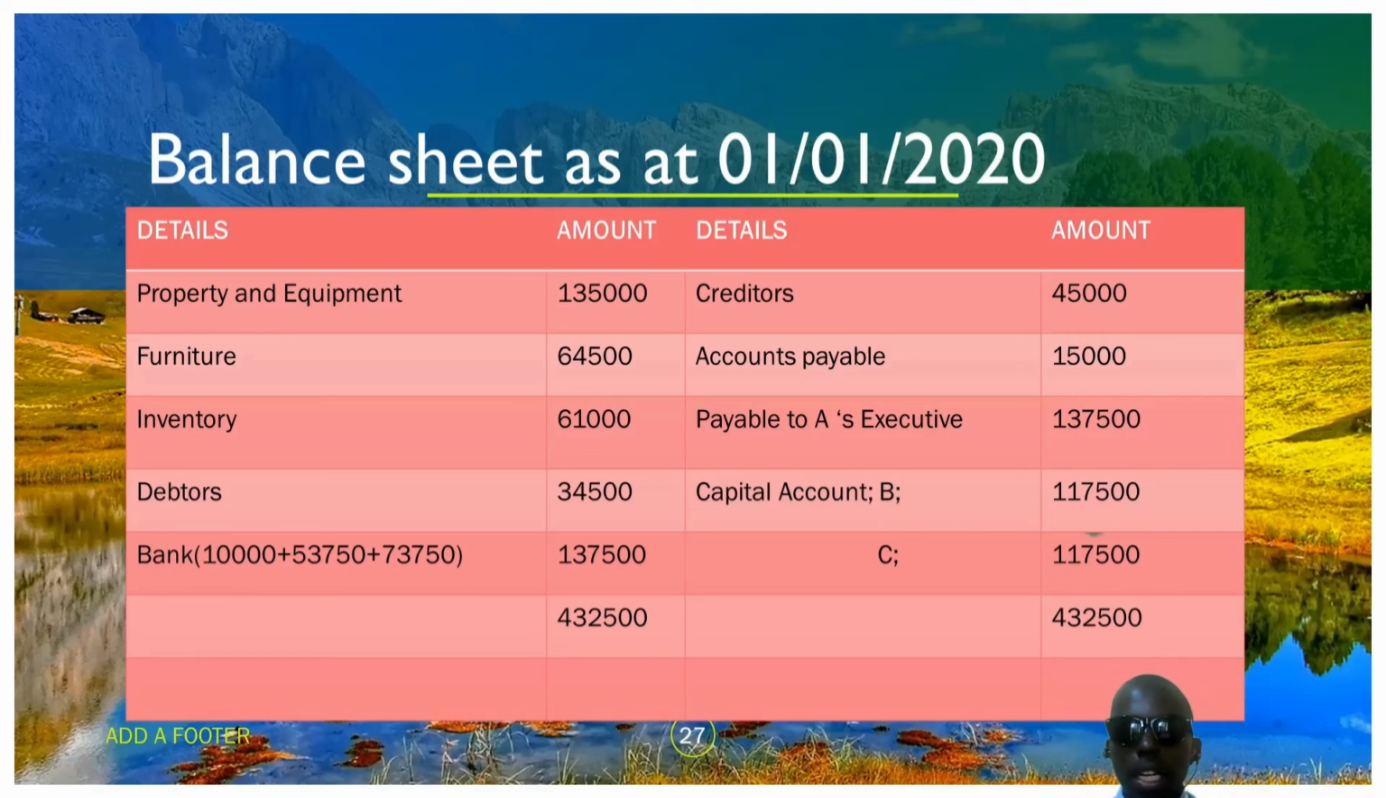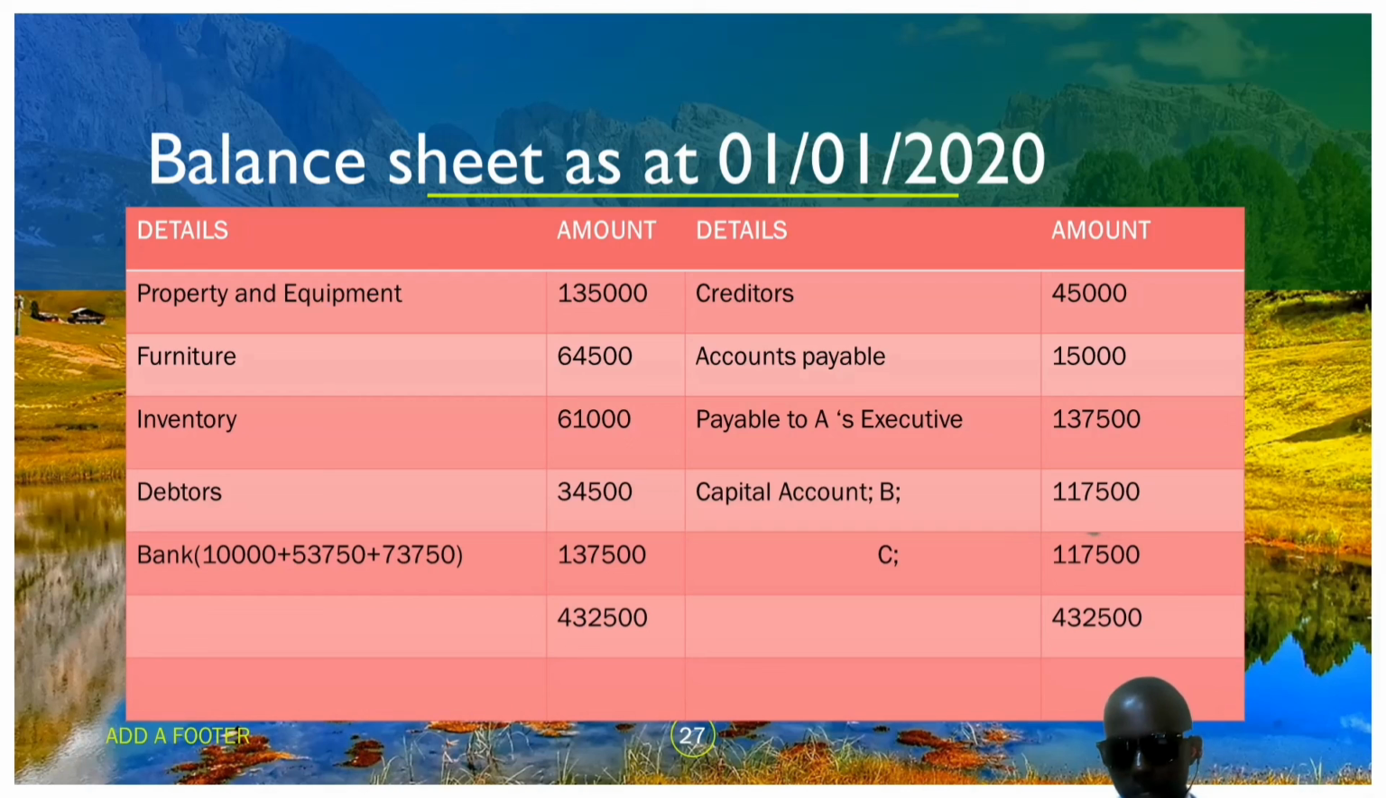Let's go on the credit side of the balance sheet. You realize that the creditors are still remaining at 45,000, accounts payable remaining at 15,000, and the account payable to A executive. Remember, this is a special liability because it has not yet been settled. So it is still at 107,500. Capital account of B, these are the balancing figures, the amount that we have carried down to the capital account is the new capital, the fresh capital of B and C.